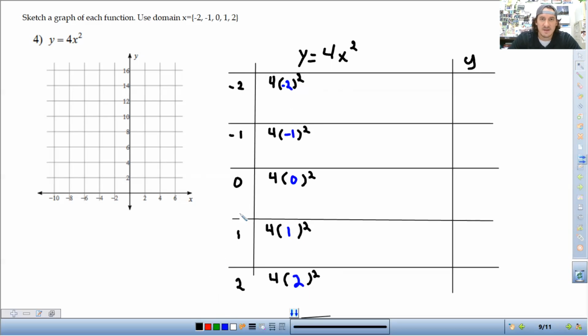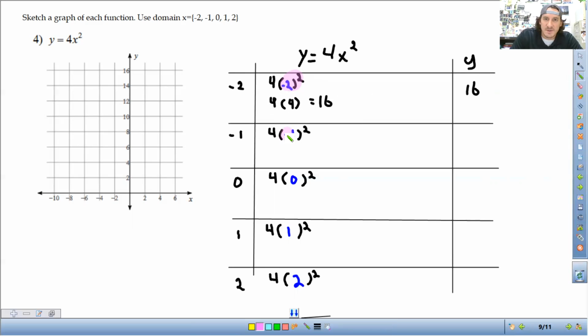Most common mistake on these, kids will just do 4 times -2 and then square that. You have to do the exponent first. So I have to do this part first. -2 squared, that's -2 times -2 is +4. So 4 times 4 is 16. So -1 squared, you have to do this part first. -1 squared is +1. Times 4 is 4.